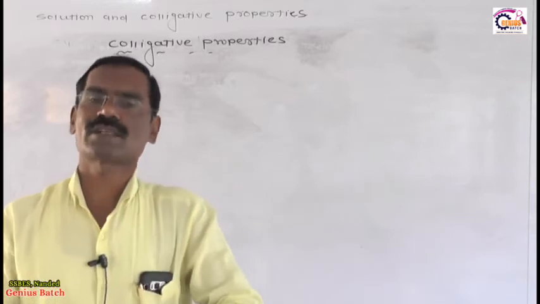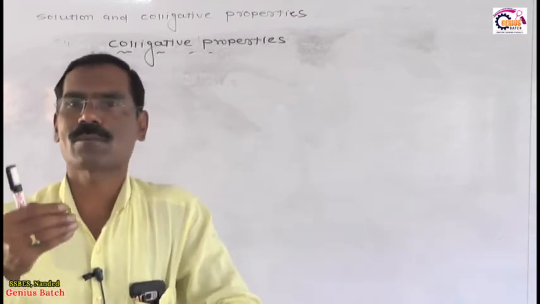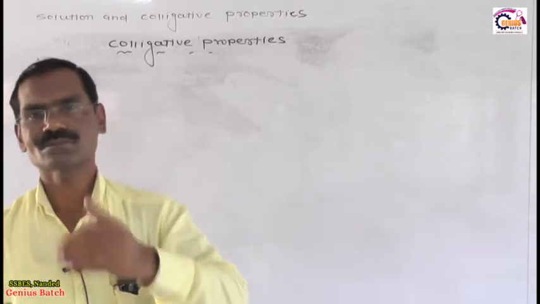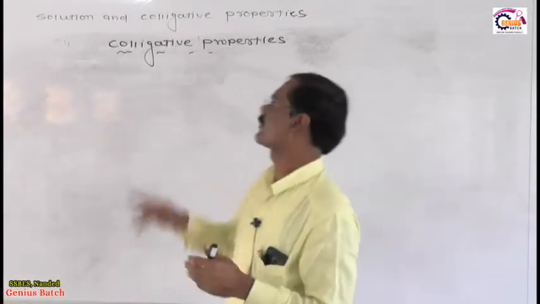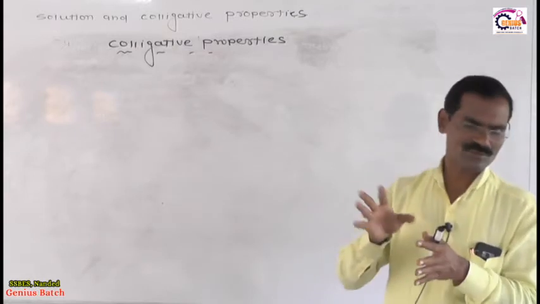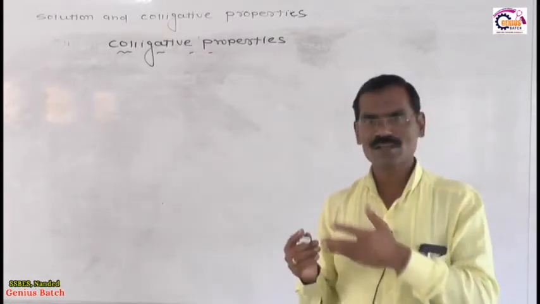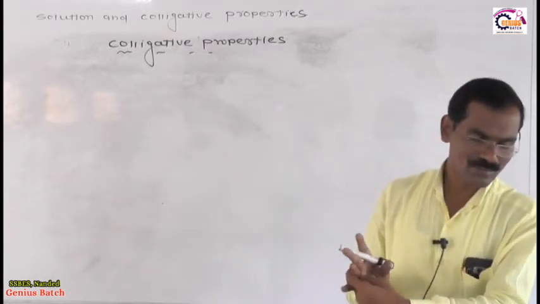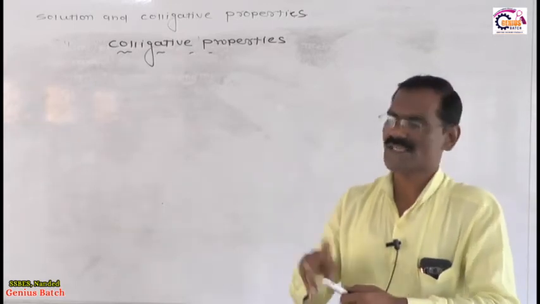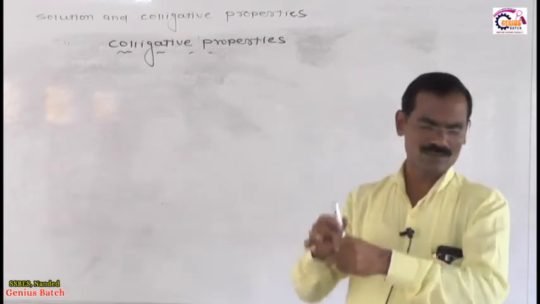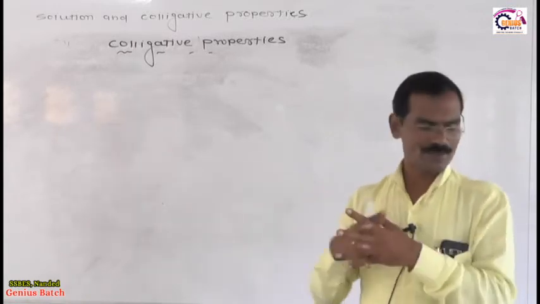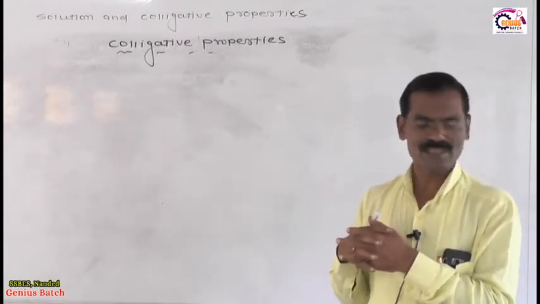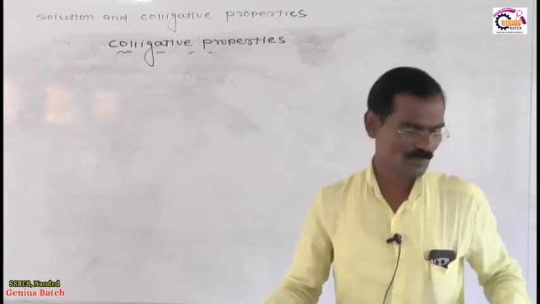Number of particles means what? It may be the number of molecules, atoms, or ions. If the number of molecules, atoms or ions increases, then the colligative property also increases. The word colligative is derived from the Greek word colligatus, meaning together. Colligative properties mean collective properties, and these are properties of a solution that depend only on the number of solute particles.